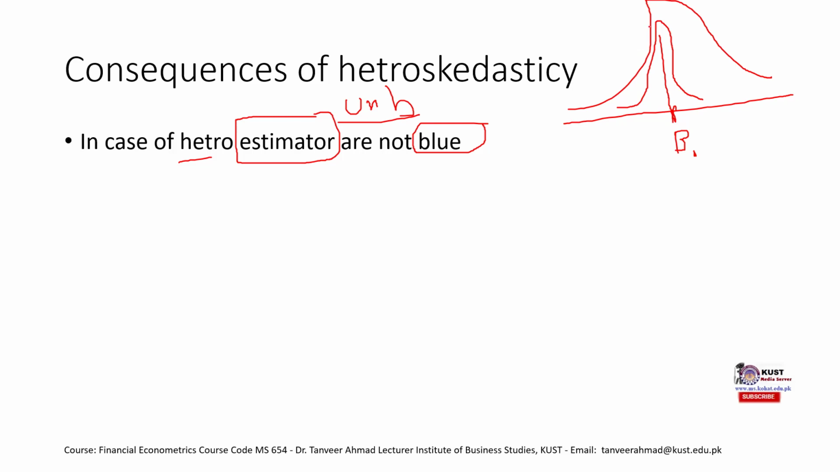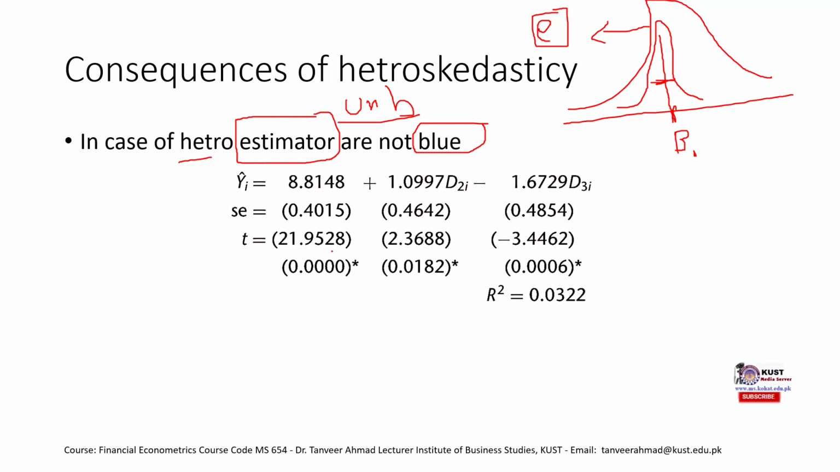So the second distribution has a higher variance, so it is not efficient. We say that although it is unbiased, it is not efficient because the variance is higher as compared to this one, where the variance is less. So when we have heteroskedasticity, the variance of the estimated beta would increase. If the variance increases, the standard error would increase.